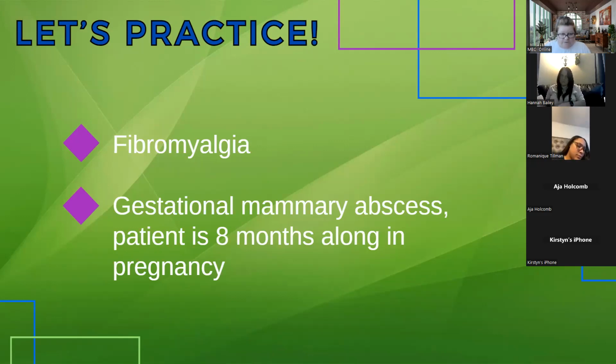Give me 1 second. I have N61.1. Let's see. I don't think that's going to be correct because, oh, sorry, this is gestational mammary abscess. So this has to do with pregnancy. So the code, I think, should start with an O. It's going to be O91.119. Are you in the tabular already? We're still in the alphabetic index. Okay, sorry. That's okay, but we'll get there.